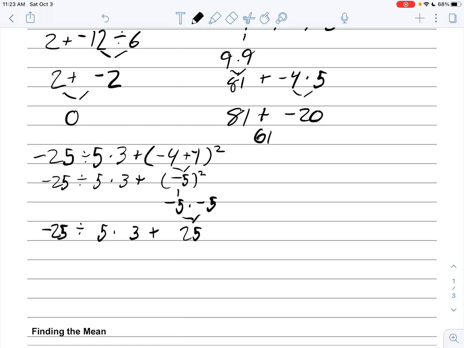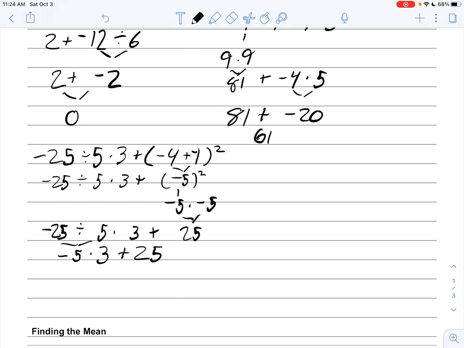I can move on to my multiplication division step. So I see I have a divide and a times. So working my way from left to right, negative 25 divided by 5. Well, negative divided by a positive I know is negative. And 25 divided by 5 is 5. So I have negative 5 times 3 plus 25.